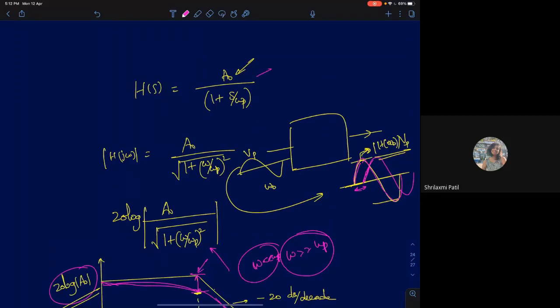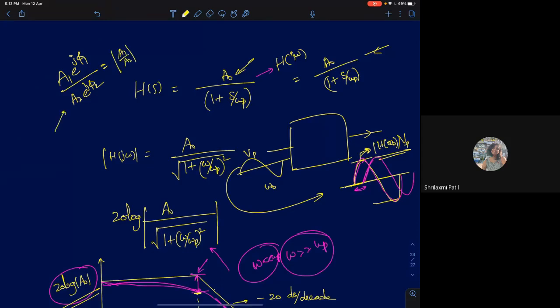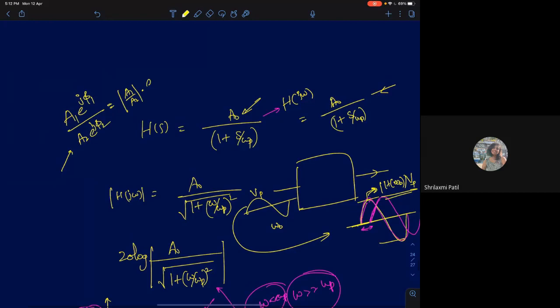The first thing we said is that any function, a Laplace transform, we convert it into a frequency response by substituting s equal to j omega. H of j omega is a complex number. So since it's a complex number, I can treat this, A naught by 1 plus s by omega p, as a ratio of two complex numbers. Whenever I have two complex numbers, let's assume a1 e power j phi 1 divided by a2 e power j phi 2, the net function I can write as mod of a1 by a2, that's the amplitude of the overall function, multiplied by e power j phi 1 minus phi 2.